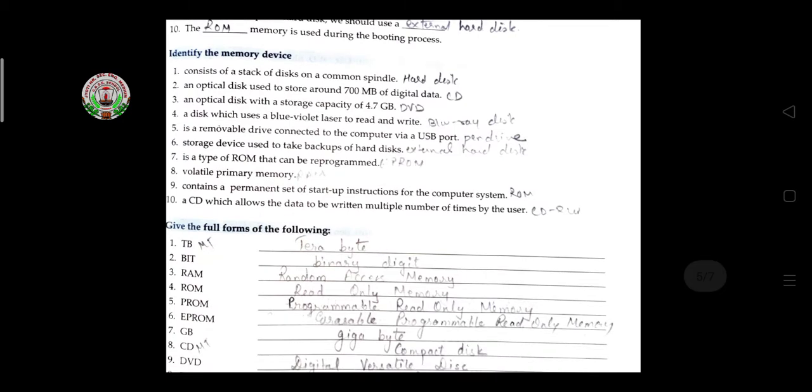Now identify the memory device. Consists of a stack of disks on a common spindle: hard disk. An optical disk used to store around 700 MB of digital data: CD. An optical disk with a storage capacity of 4.7 GB: DVD. A disk which uses a blue violet laser to read and write: Blu-ray disc. A removable drive connected to the computer via a USB port: pen drive. Storage device used to take backups of hard disk: external hard disk.